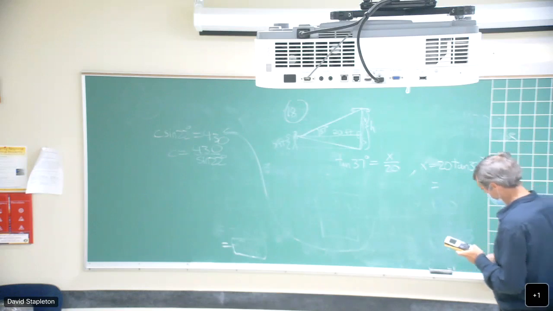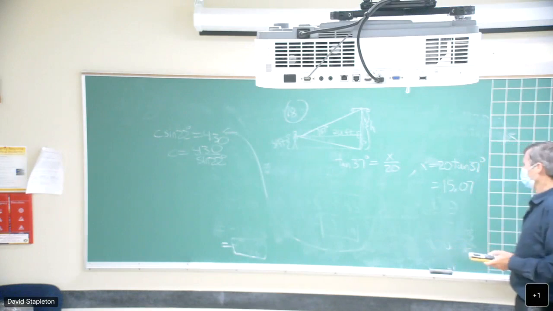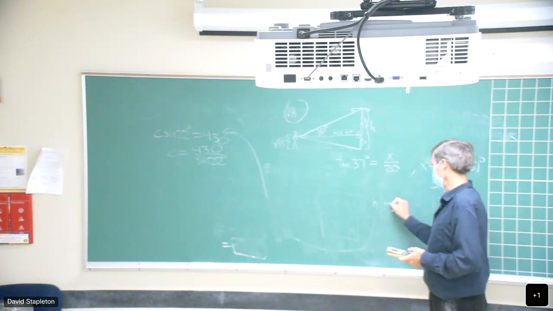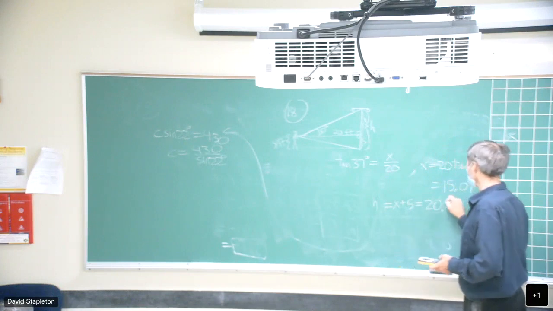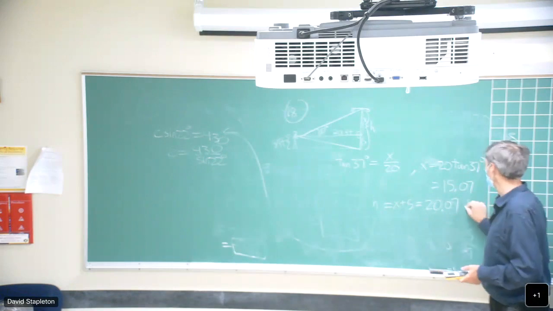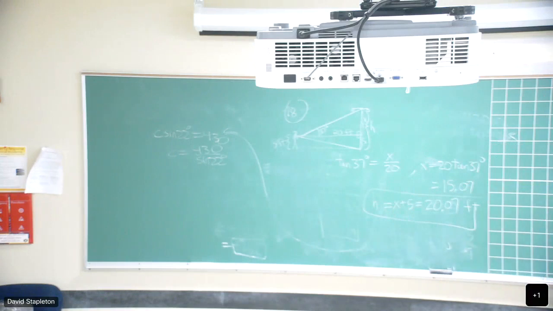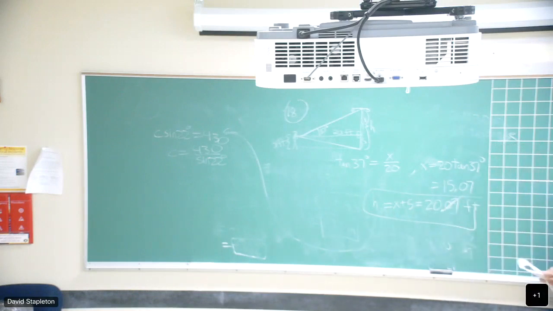I get 15.07. And now the height from the picture is just x plus 5, which is 20.07. So what's that, feet tall, I assume? And I don't know if it said around a particular spot, maybe nearest foot or something. Yeah. Okay, so then you'd say it's just 20 feet. Okay, that's not too bad.